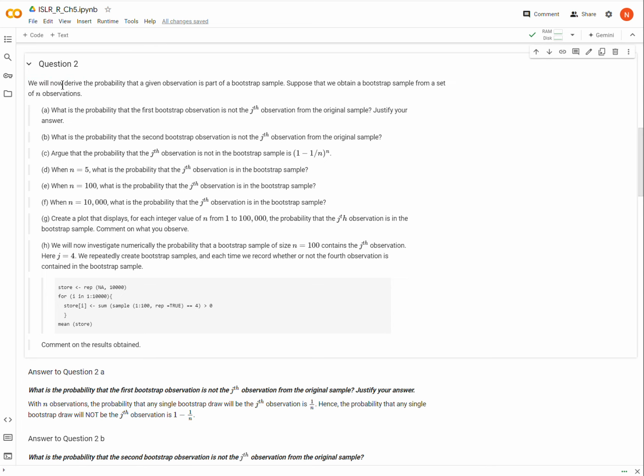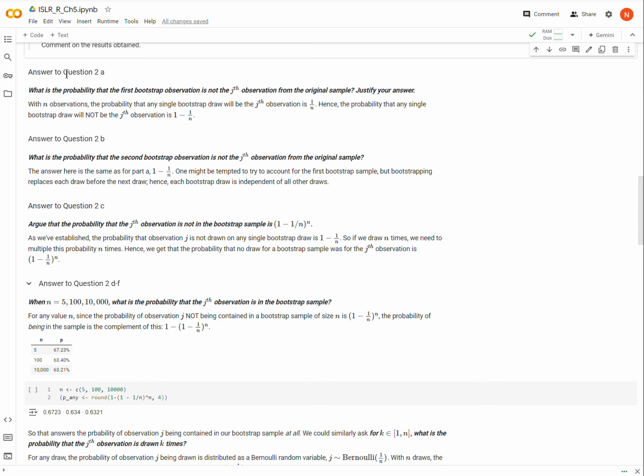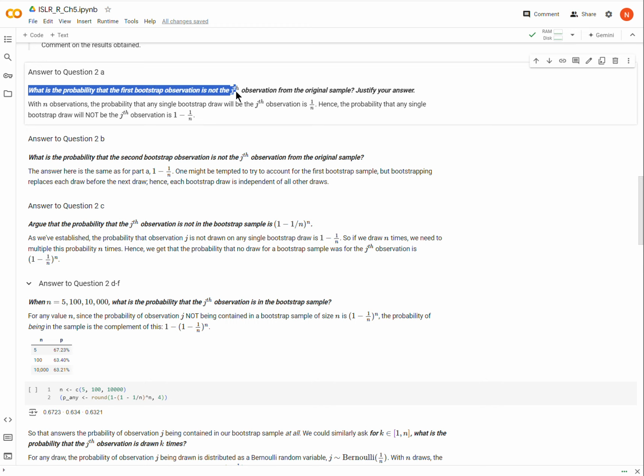So I'll read that. We will now derive the probability that a given observation is part of a bootstrap sample. Suppose that we obtain a bootstrap sample from a set of n observations. And then we're going to answer a bunch of questions here. So let's go through those. Okay, so part A is, what is the probability that the first bootstrap observation is not the jth observation from the original sample? Justify your answer.